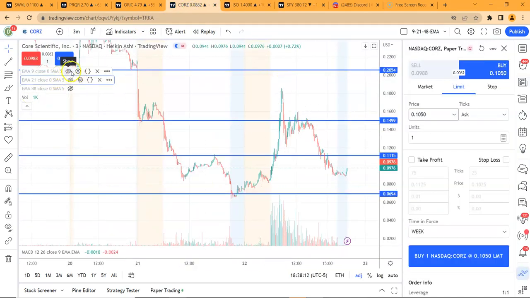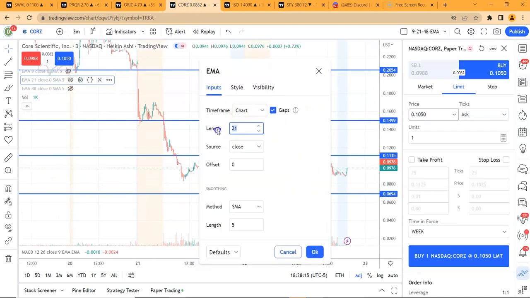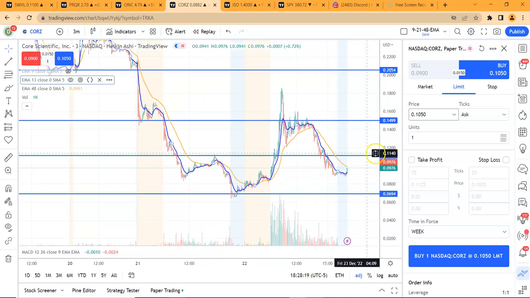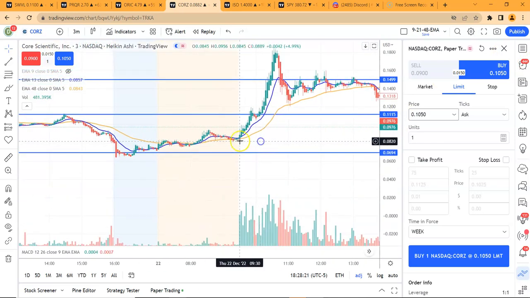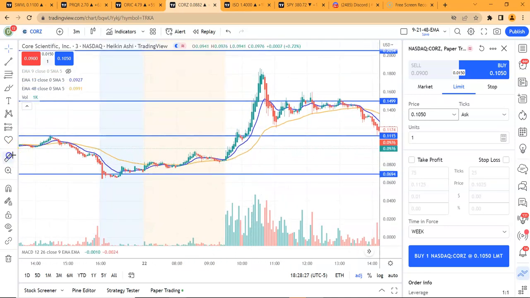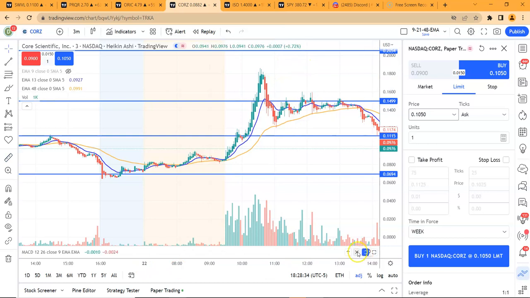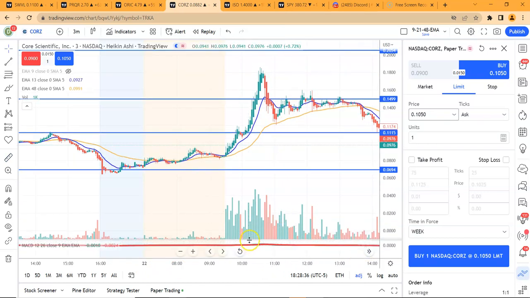If I add, let's say, 13 EMA and 48 EMA, let's see how they perform today. You can see that right at the market open, they're almost crossing here, right? If you enter from this particular area, it went all the way, which is a 120% move. If I add MACD here, you can see that even the MACD, let me show you.